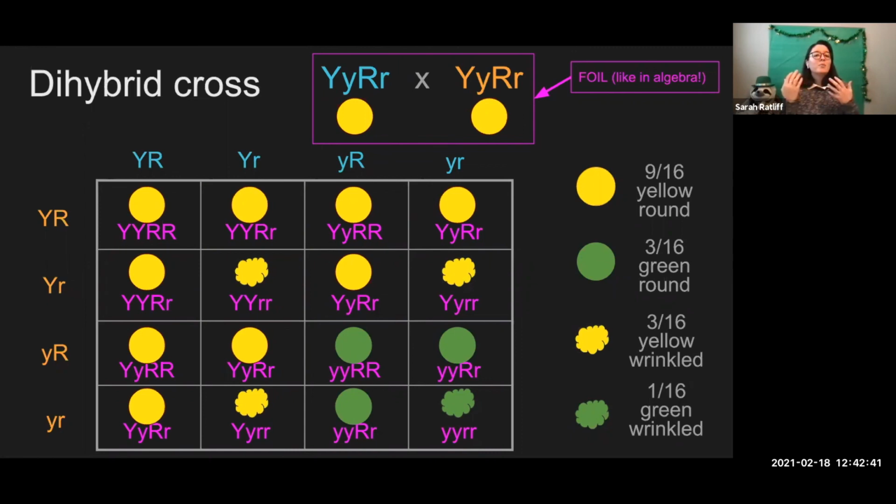If one of them is homozygous and one of them is heterozygous, you're going to have to make the dihybrid cross Punnett square. But a shortcut, which is always helpful: if you have 2 completely heterozygous organisms for both traits, your phenotypic ratio will always be 9:3:3:1.